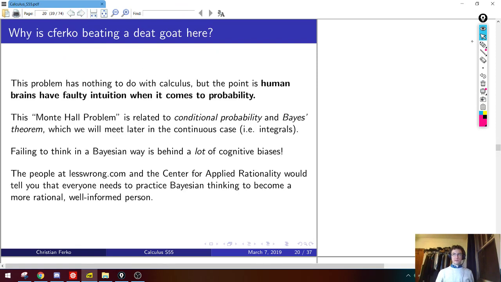Okay, so you're probably wondering... beating a dead goat. Oh my god, that was not even intentional. Why am I beating a dead goat?